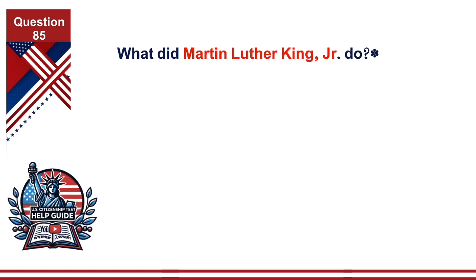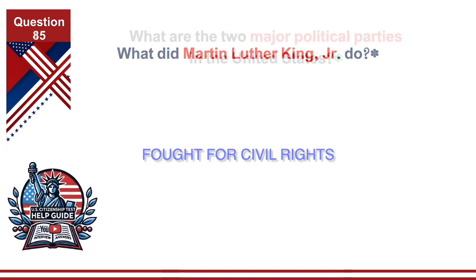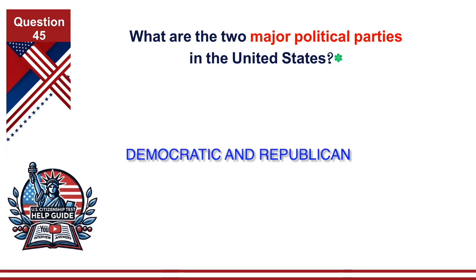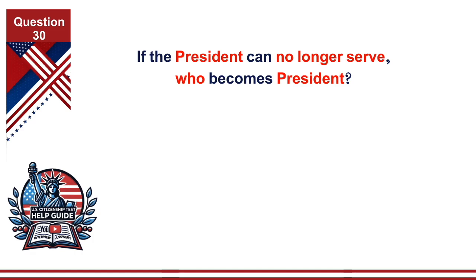What did Martin Luther King Jr. do? Fought for civil rights. What are the two major political parties in the United States? Democratic and Republican. If the president can no longer serve, who becomes president? The vice president.